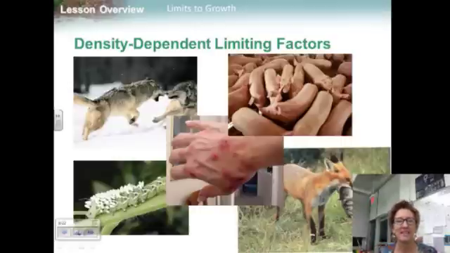All right, density-dependent limiting factors operate strongly only when the population density, which of course is the number of organisms per unit area, reaches a certain level. These factors do not affect small, scattered populations as much. Density-dependent, tightly packed, most likely, limiting factors include competition, predation, herbivory, parasitism, disease, and stress from overcrowding. Those little piggies would probably be stressed. Let's look at each one.